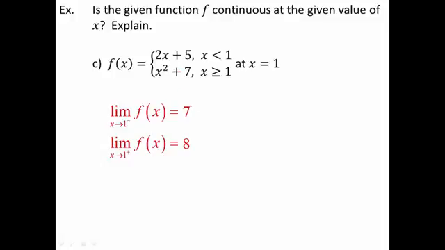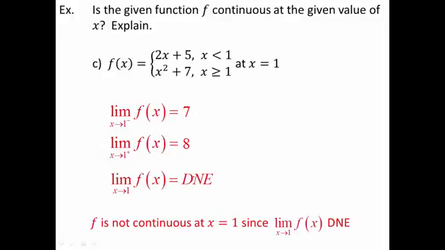So here's a situation where the left hand is going to 7, the right hand is going to 8, therefore the limit does not exist. And at this point, I can stop. Since the limit does not exist, I know that f is not continuous at x equals 1. We're going to have a break in the graph, the function is not continuous.